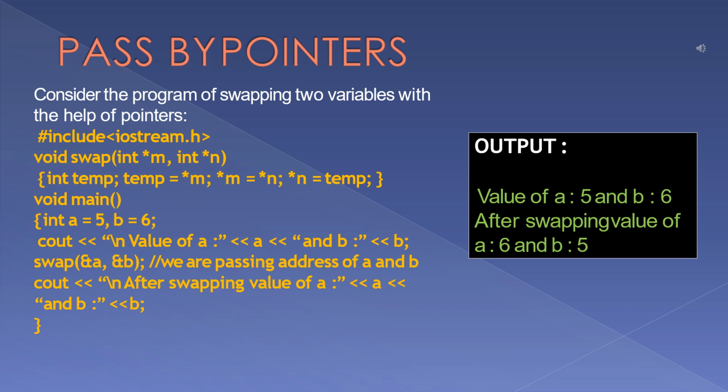If you simply pass the values of a and b to other usual variables c and d and swap c and d, it will not be reflected in the main program, because in call by value, any change in the formal arguments will not be reflected back in the actual arguments.